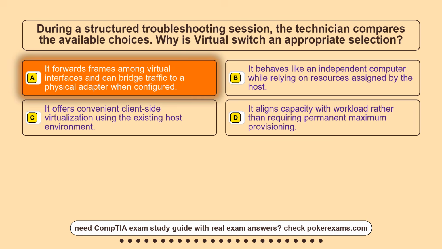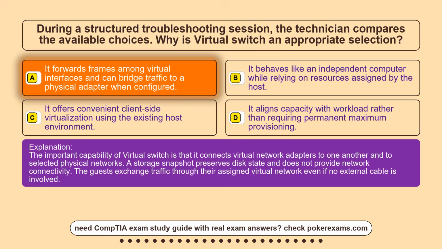The correct answer is option A. It forwards frames among virtual interfaces and can bridge traffic to a physical adapter when configured. The important capability of virtual switch is that it connects virtual network adapters to one another and to selected physical networks. A storage snapshot preserves disk state and does not provide network connectivity. The guests exchange traffic through their assigned virtual network even if no external cable is involved.